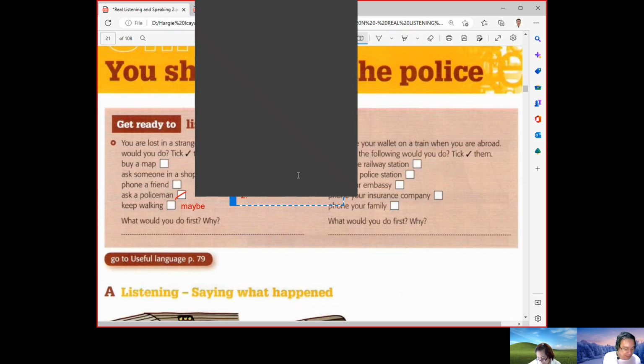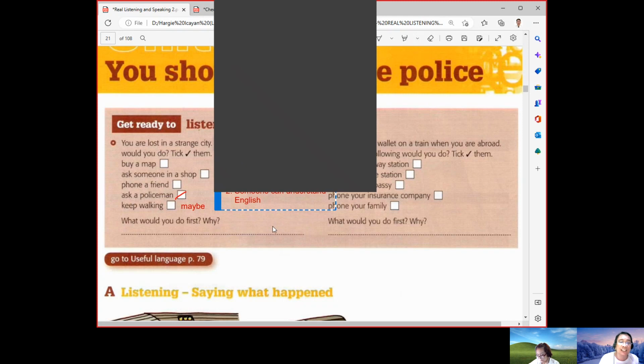And then after that, you also have to ask them if someone can understand English, because English is an international language. That means even when you go around the world, you can use English. So it's very important to ask them if there would be someone here that can understand English. So it's very important to ask that.